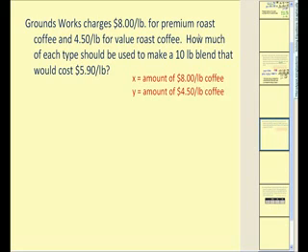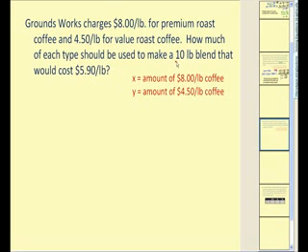Now let's take a look at a different type of problem. Groundworks charges $8 per pound for premium roast coffee and $4.50 for value roast coffee. How much of each type should be used to make a 10-pound blend that would cost $5.90 per pound? Again, this is important that we identify what our variables represent. X will be the amount of $8 per pound coffee, and Y will equal the amount of $4.50 per pound coffee.